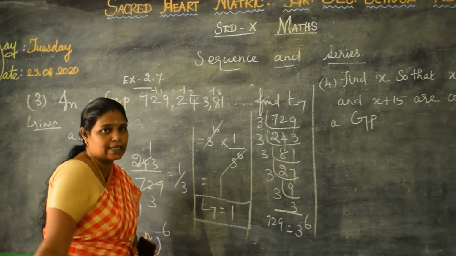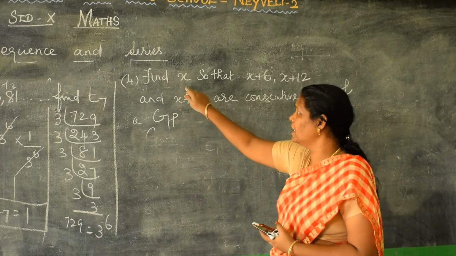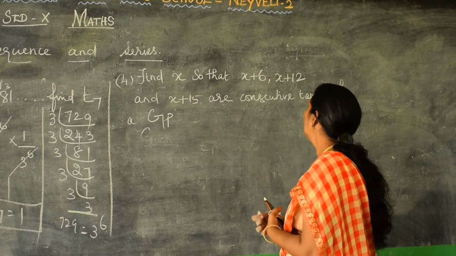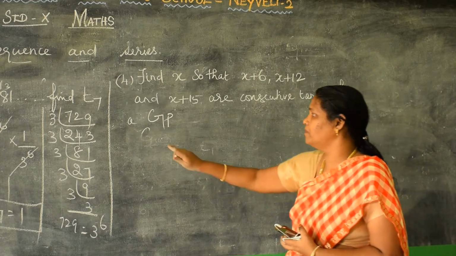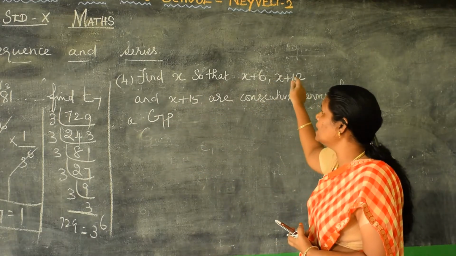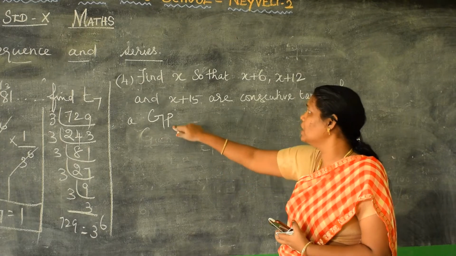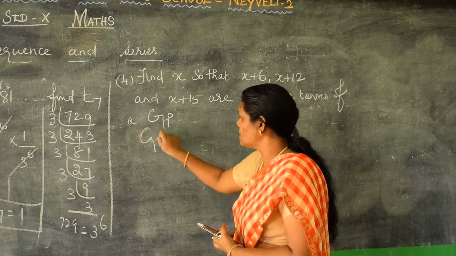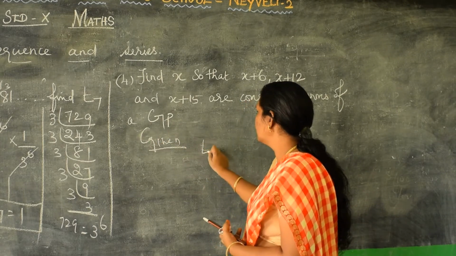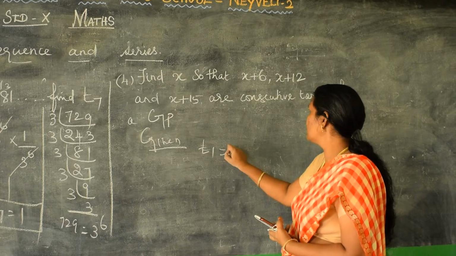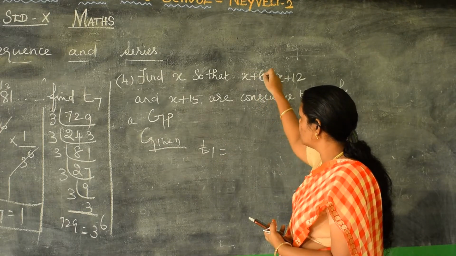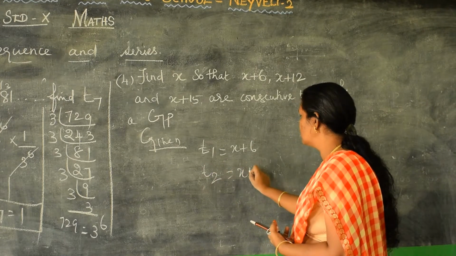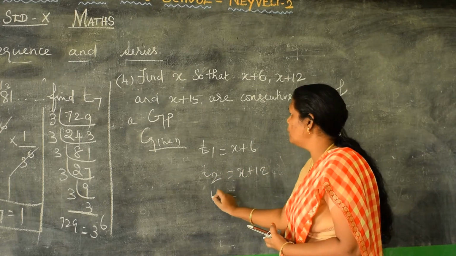Okay children, we will go to the next problem. Find x so that x plus 6, x plus 12 and x plus 15 are consecutive terms of a GP. What is given? Only 3 terms of a GP are given and we have to find out the value of x. Do you understand the problem first? So first we will write what is given. Consecutive terms, isn't it? So let me take x plus 6 as T1, x plus 12 as T2 and x plus 15 as T3.